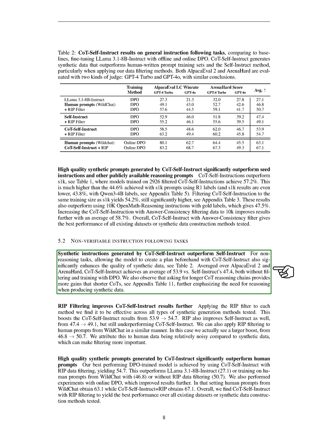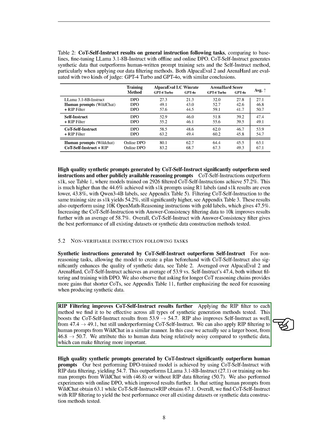For non-reasoning tasks, we observe that allowing the model to create a plan in advance using CoT-Self-Instruct significantly improves the quality of synthetic data. Averaging results from Alpaca Eval 2 and Arena Hard, we achieve 53.9% with CoT-Self-Instruct compared to 47.4% with Self-Instruct, both without filtering and training with DPO. We also note that longer CoT reasoning chains yield better results than shorter ones, highlighting the importance of reasoning in generating synthetic data. Furthermore, applying the RIP filter enhances the results of CoT-Self-Instruct, increasing performance from 53.9% to 54.7%.